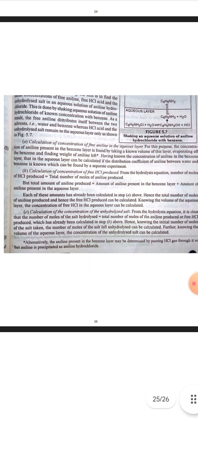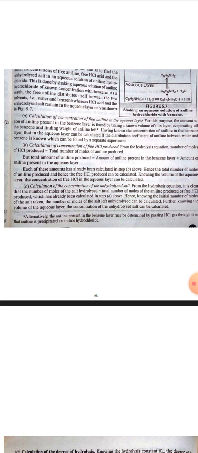Step B. Calculation of concentration of free HCl produced from the hydrolysis equation. The number of moles of HCl produced is equal to the total number of moles of aniline produced. The total aniline produced is equal to the amount of aniline present in the benzene layer plus the amount of aniline present in the aqueous layer. Each of these amounts has already been calculated in step A above. Hence the free HCl produced can be calculated. Knowing the volume of the aqueous layer, the concentration of free HCl in the aqueous layer can be calculated.